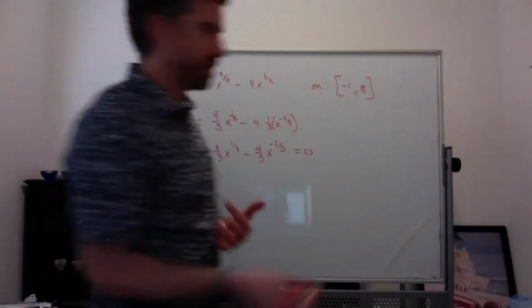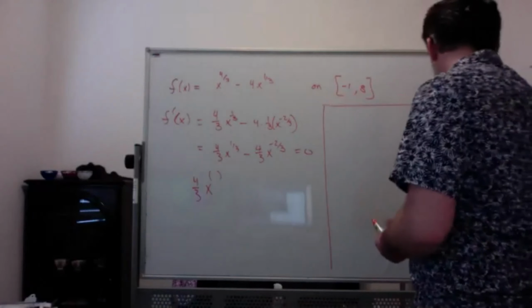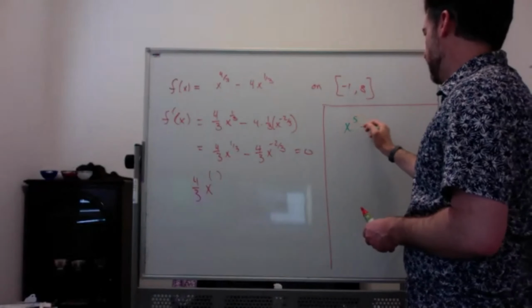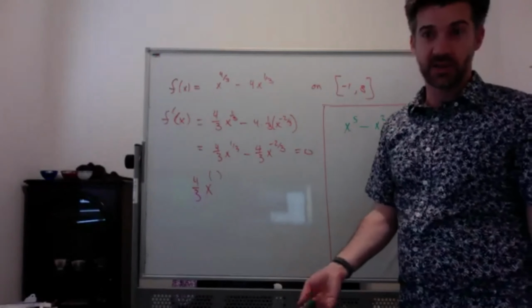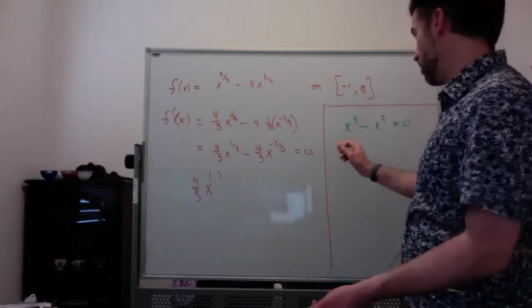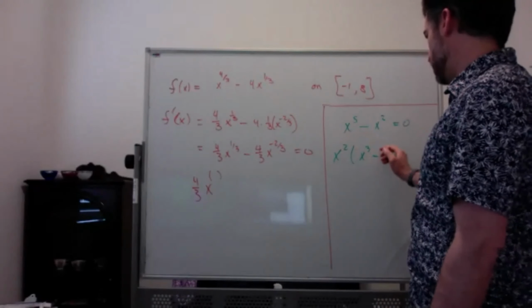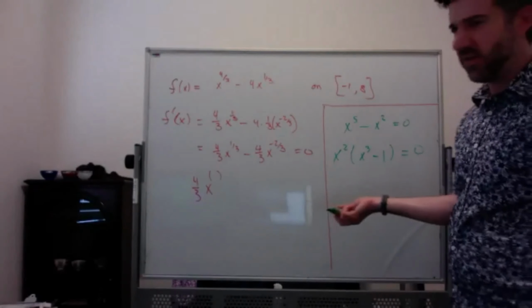So let me actually show you a different example just to point this out. If I was factoring x to the 5th minus x to the 2nd equal to 0, I would definitely factor out an x squared because that's the smaller power. And we're left with x cubed minus 1 equals 0. I could also factor out the x to the 5th, but things are weirder.